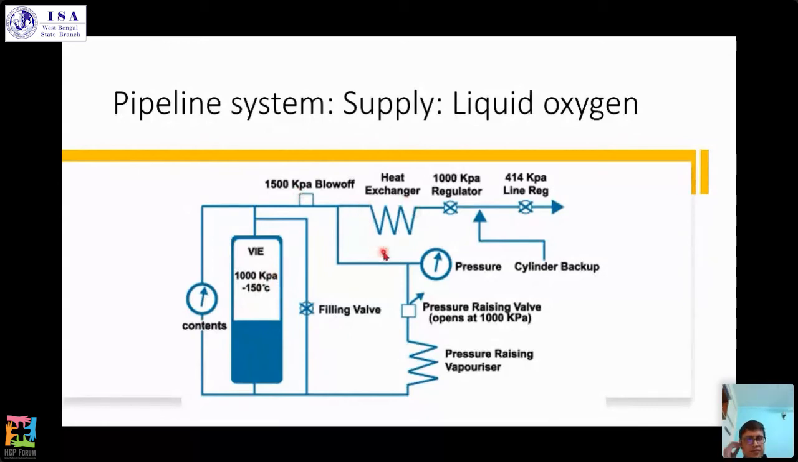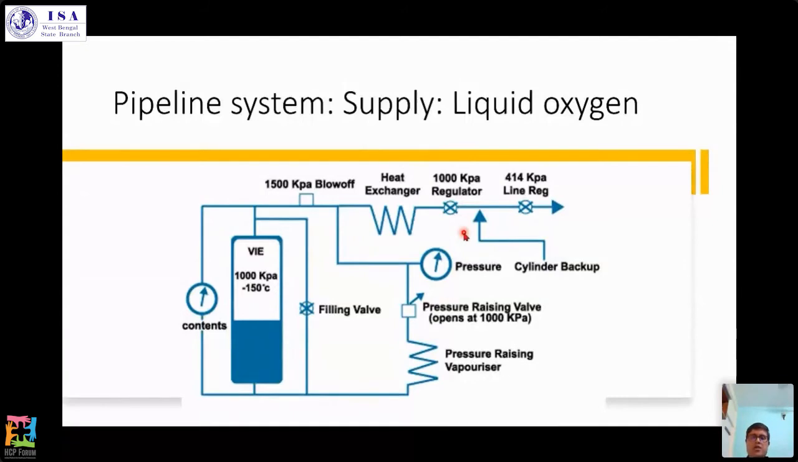Now, after the oxygen comes out, there is a heat exchanger, which you saw in the first picture that I have shown you in the schematics. That heat exchanger increases the temperature of the oxygen, brings it closer to the ambient temperature before it is supplied. We have a pressure regulator here. We have two pressure regulators here.